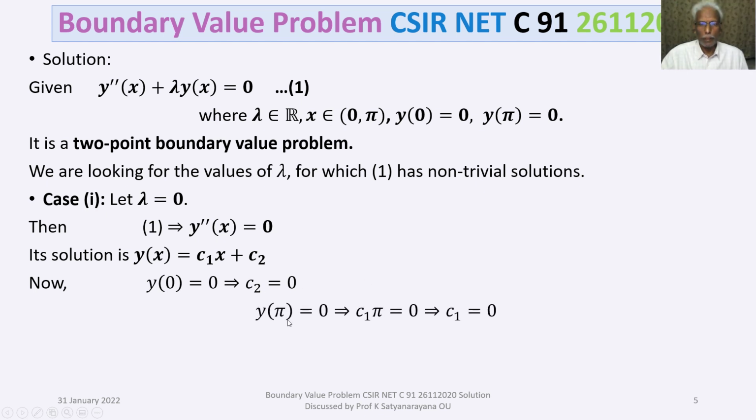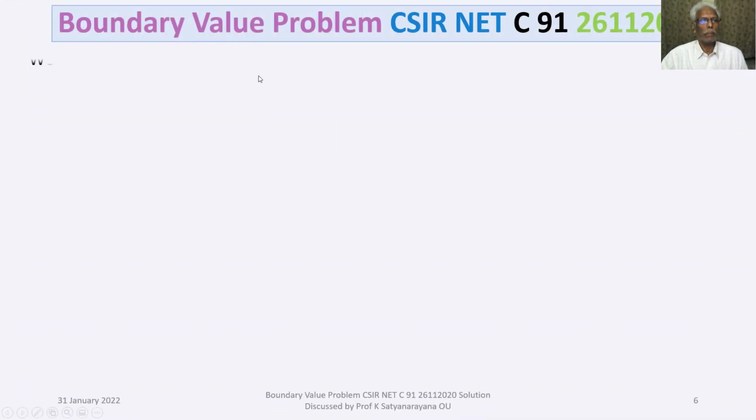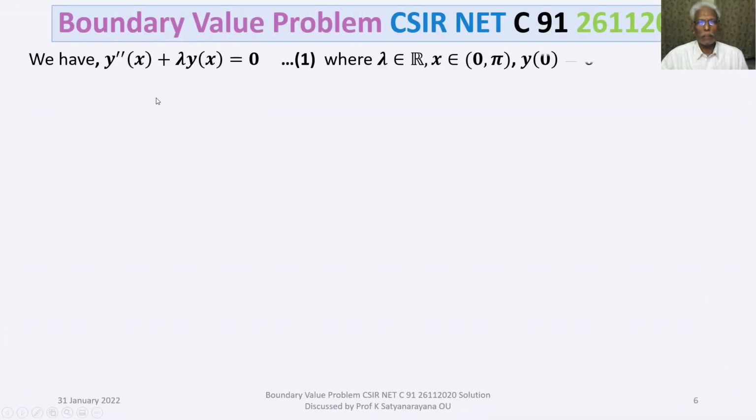y at pi is equal to 0. That is, y will take the value 0 when x is equal to pi. You will get 0 is equal to c1 pi, and pi is not equal to 0, therefore c1 is equal to 0. So c1 is 0, c2 is 0, therefore y of x is 0. That is, it is a trivial solution. Thus, we get a trivial solution in this case. We deal with the second case. So that's the differential equation and the boundary conditions.